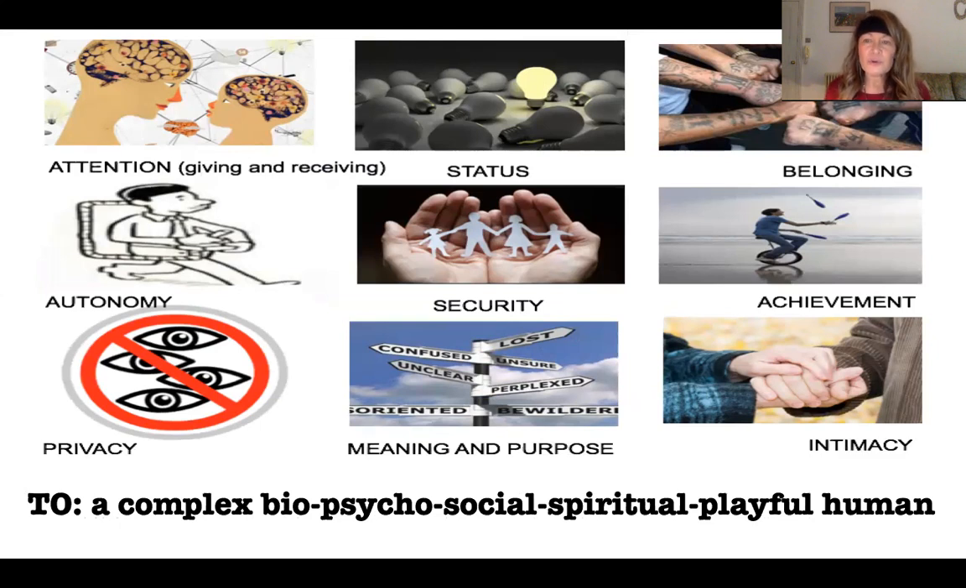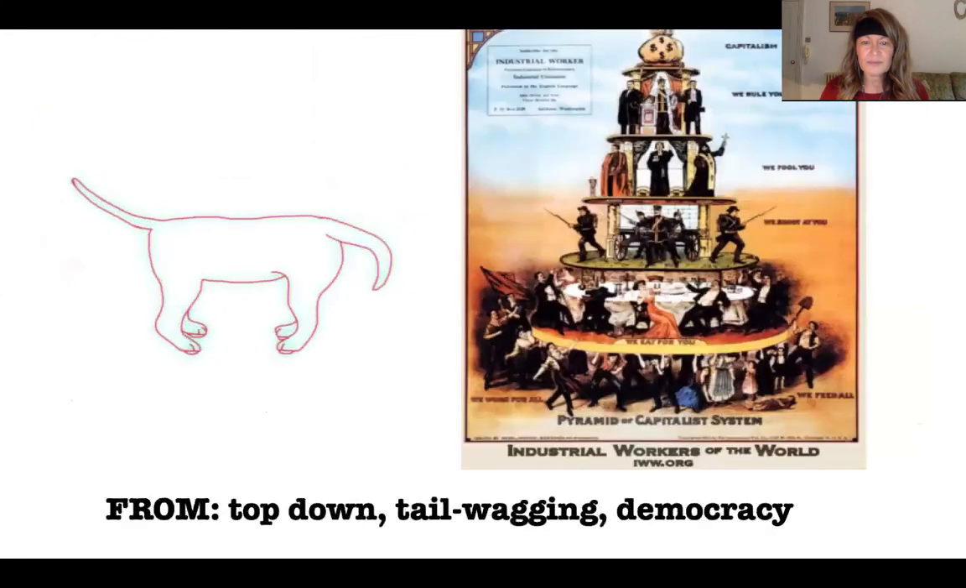We all know that we need security. We need belonging. We need a certain kind of status in our community in order to survive. We certainly need autonomy and privacy. We need meaning and purpose, and we need attention and also to be able to give attention, the time to give attention to solving the problems and to build relationships with each other. So right at the core of a CAN is this understanding of the complex needs of human beings.